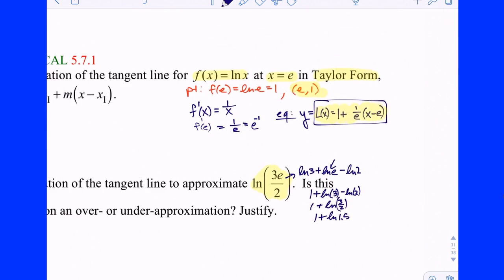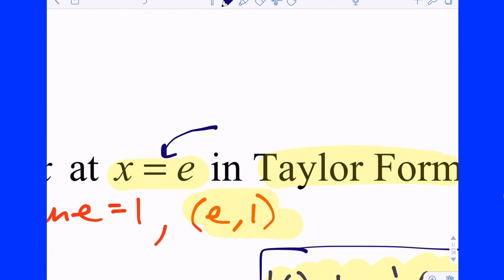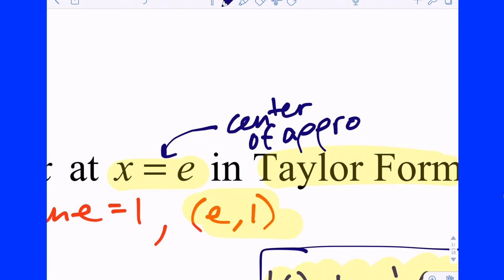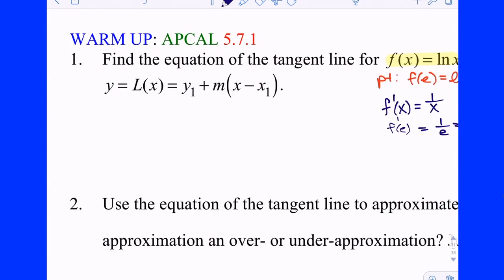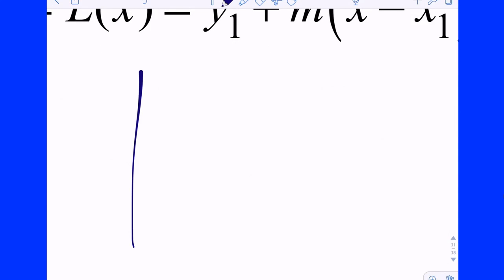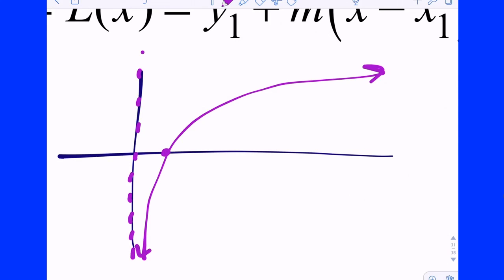So here's the idea. In the neighborhood of the point of tangency, which we can say is the center of the approximation, as we saw yesterday from the graph, near the center of approximation, that is near the point of tangency, the tangent line is a decent approximation of the function. Now, it's good to get a visual description here. The natural log of x looks like this. And notice, like yesterday, it increases at a decreasing rate. That's kind of nice.